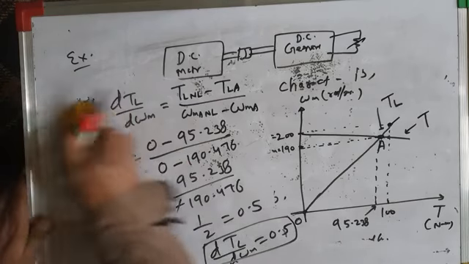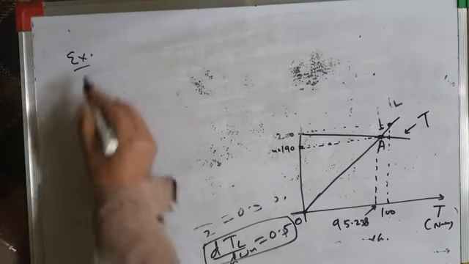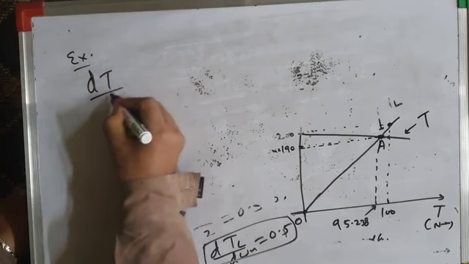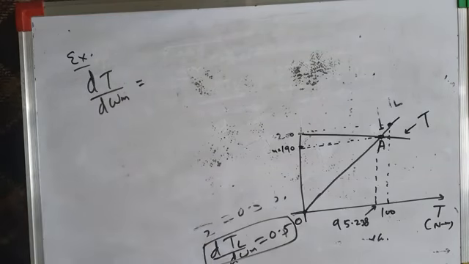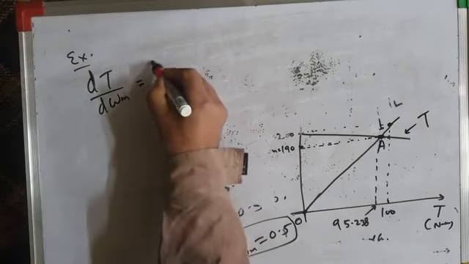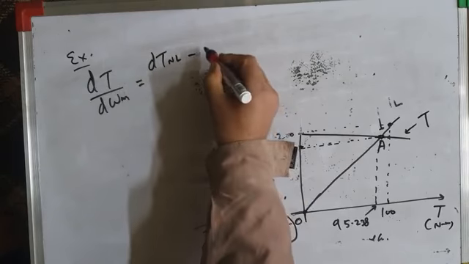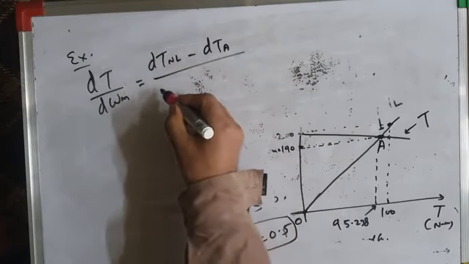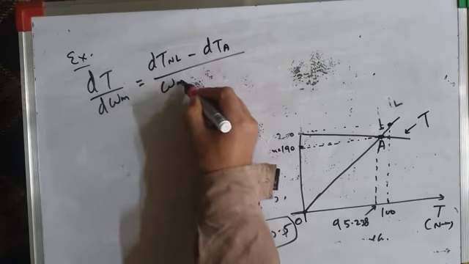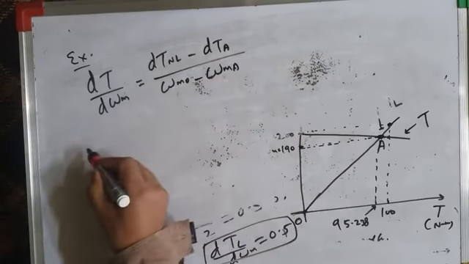What about dT by d omega m? Let's try to find out the change in motor torque with respect to change in speed, dT by d omega m. So it is equal to motor torque at no load torque, minus motor torque at operating point A, divided by motor speed, that is no load speed, minus full load speed.